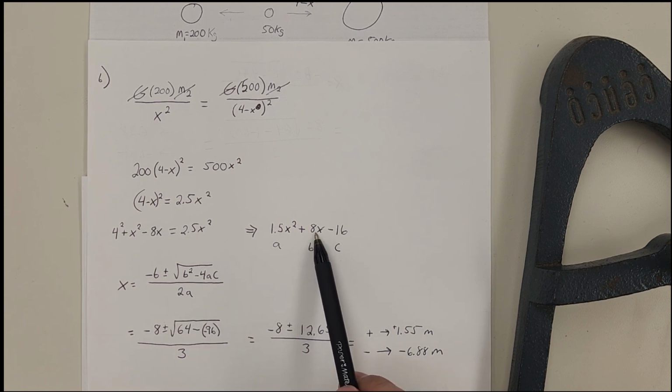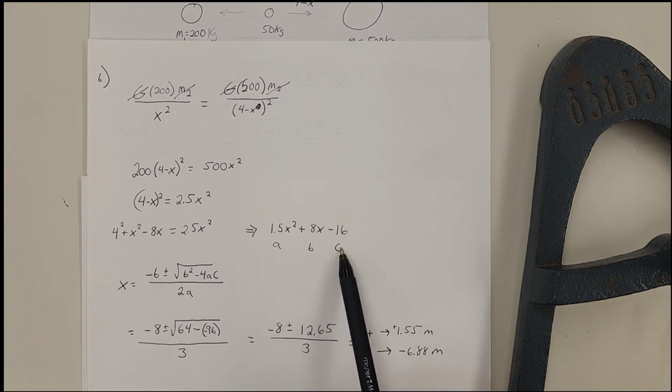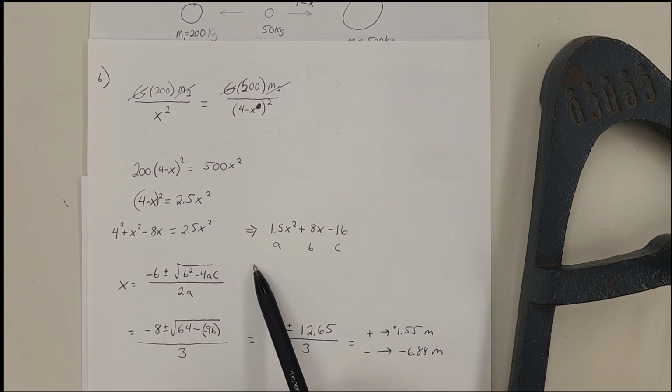Negative b would be this negative 8 plus or minus the square root of b squared, well 8 squared is 64, minus 4 times a times c. If you take 4 times 1.5 times a negative 16, you'll get a negative 96. And then all that's put over 2a. 2a was 1.5, so we end up with a 3 down below. And then we just start simplifying.